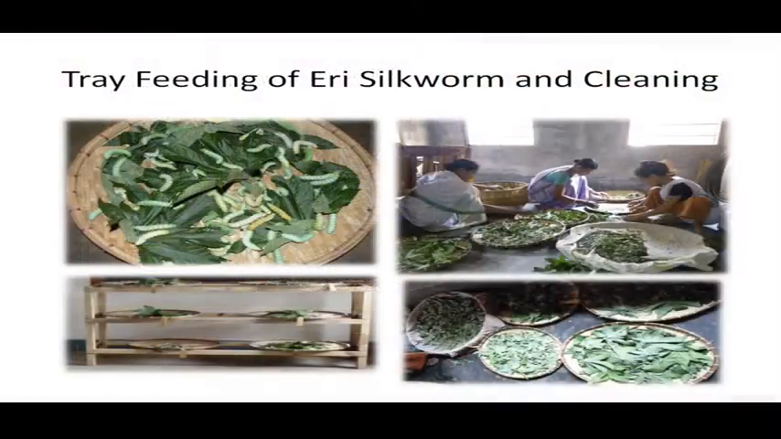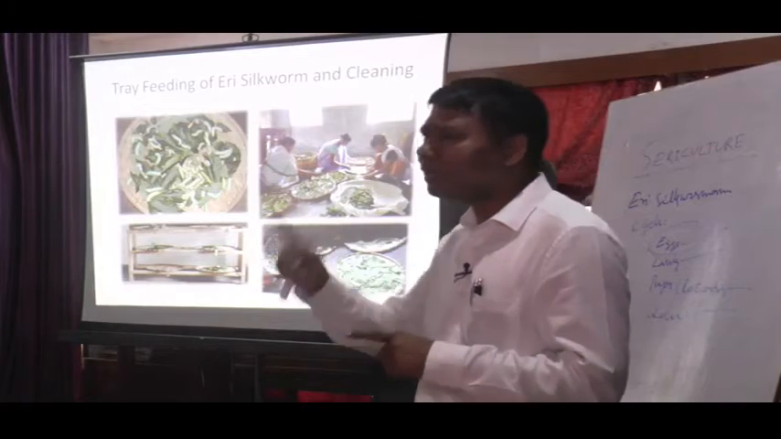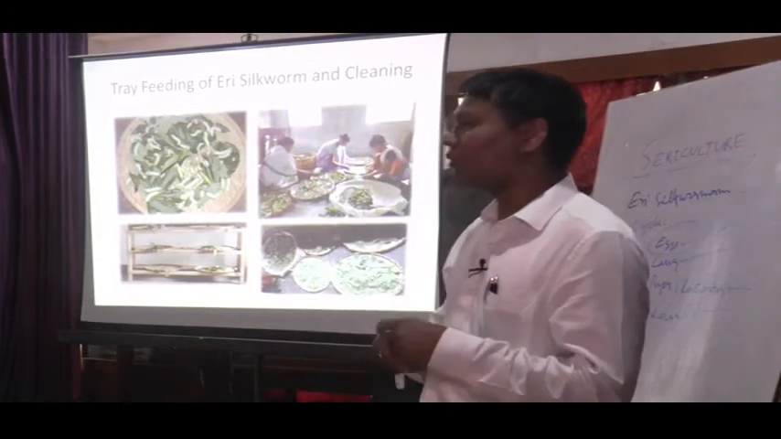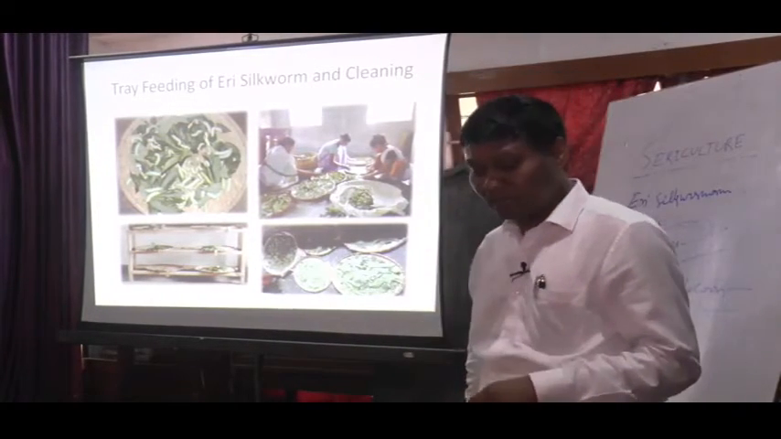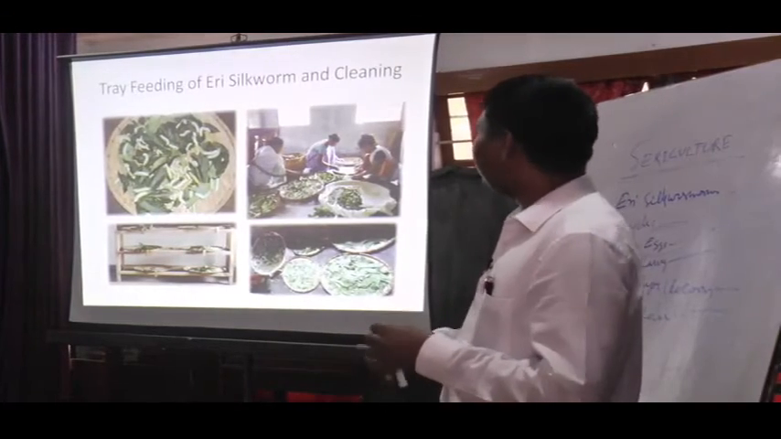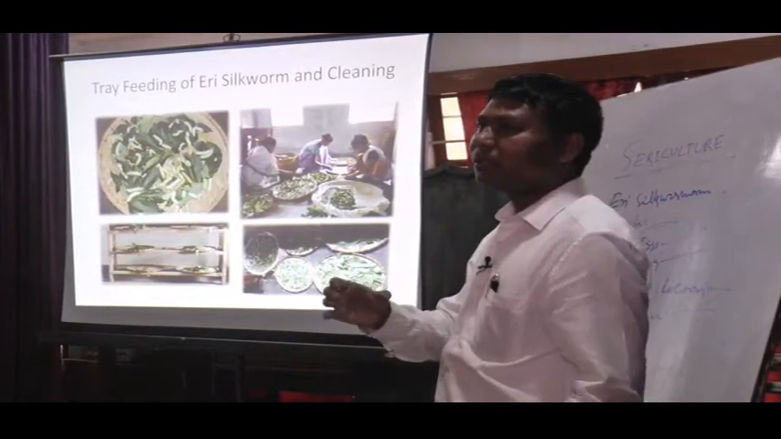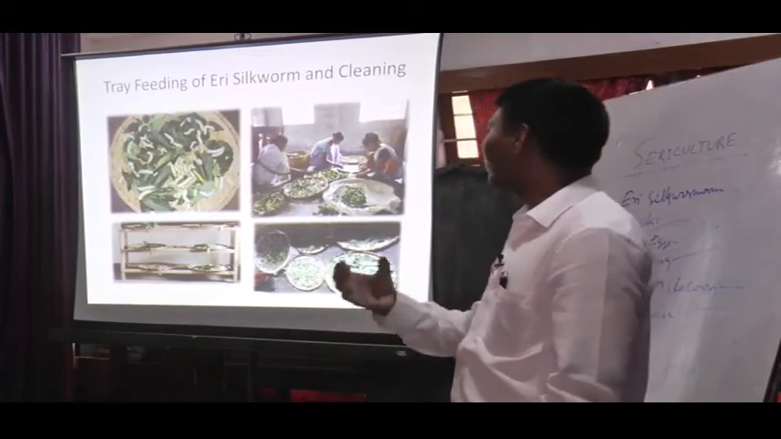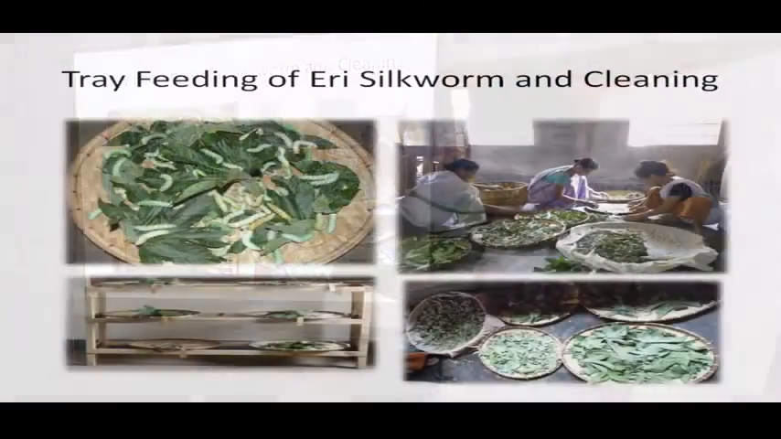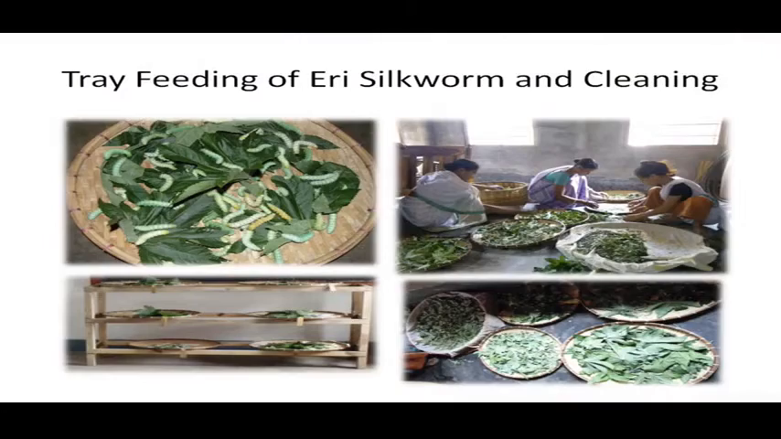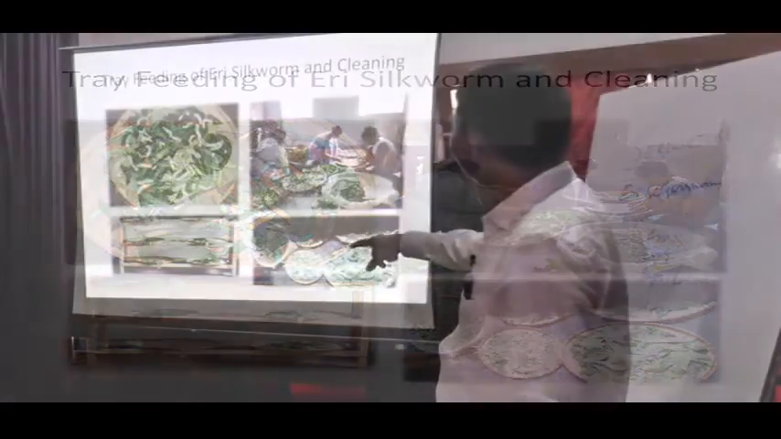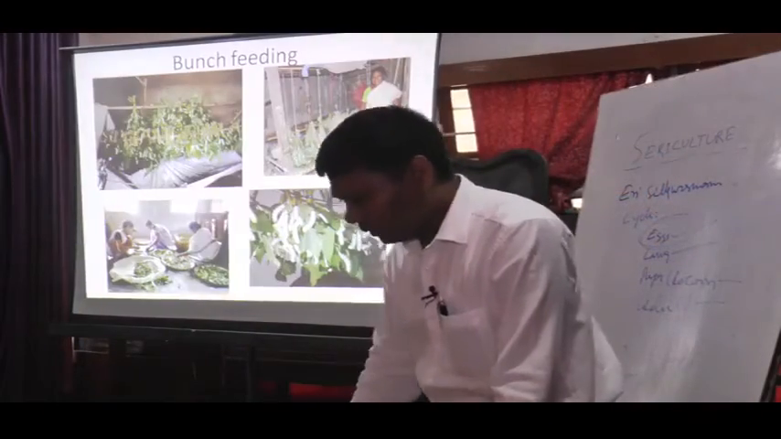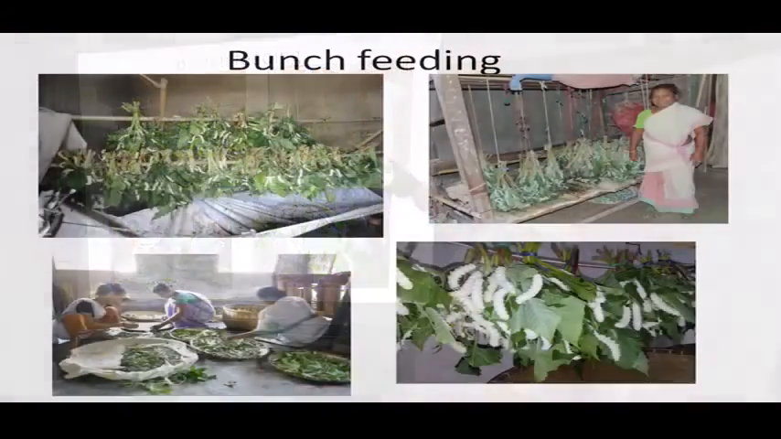Tray feeding of Eri and cleaning. Generally two different methods of feeding are there. After the third instar, some farmers feed Eri larvae in bunches. They tie the different food plants, like castor or branches, and accordingly they feed the larvae like this. So these are tray feeding and branch feeding. Here I am showing the branch feeding, how they are feeding and cleaning.